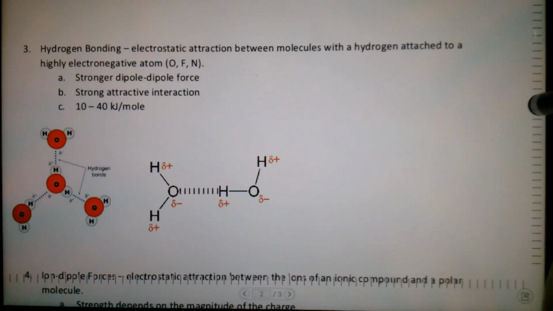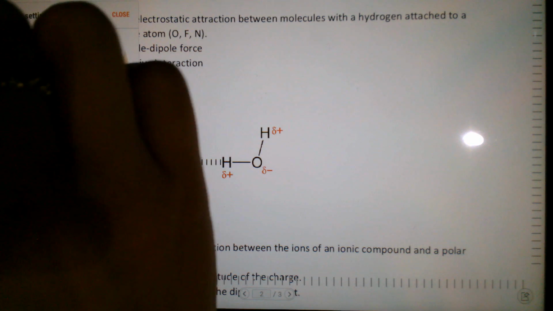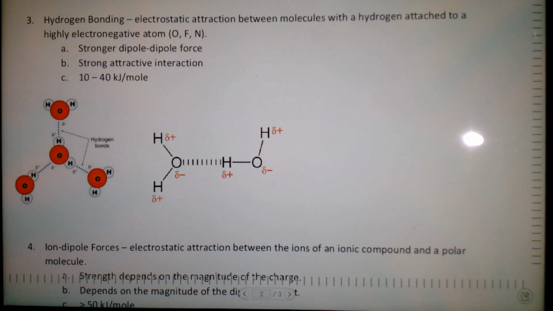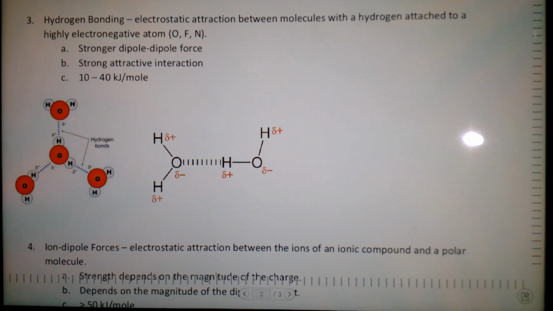Scroll up here. And that is hydrogen bonding. Hydrogen bonding works the exact same way as dipole-dipole forces. The only difference is you have a much larger magnitude of delta plus and delta minus. You have a hydrogen atom attached to something very electronegative like oxygen, fluorine, or nitrogen. Those are our most electronegative atoms.